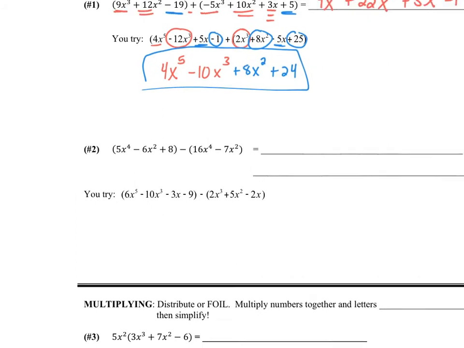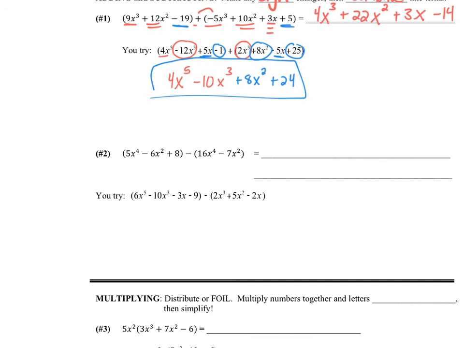When we subtract, it gets a little trickier. When you're subtracting, we have to remember we are subtracting everything in the parentheses here. So we have 5x to the fourth minus 6x squared plus 8. The first parenthesis stays the same. Now we have minus 16x to the fourth, and it's minus -7x squared. So when subtracting polynomials, you have to be careful that you distribute that negative.